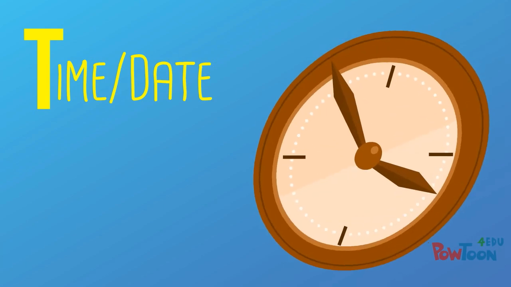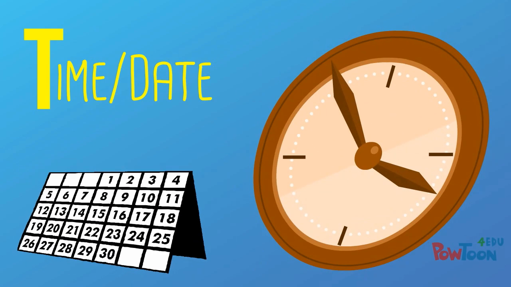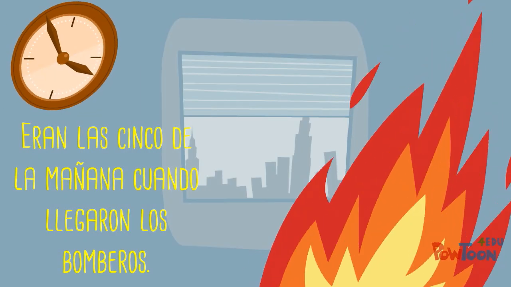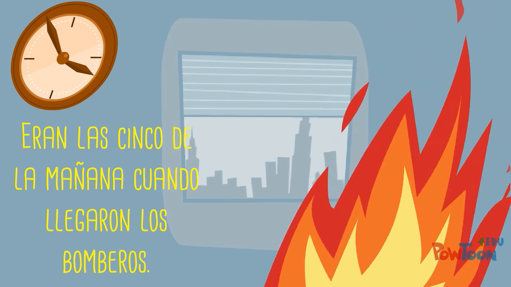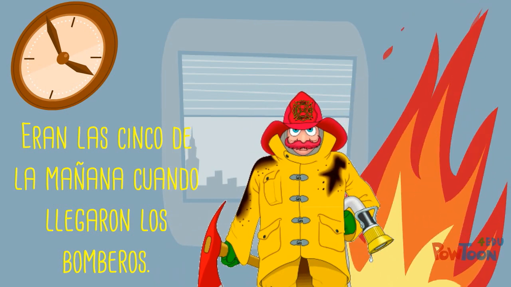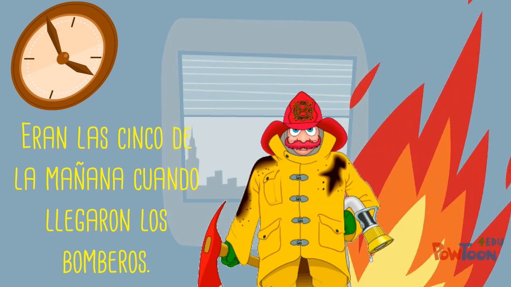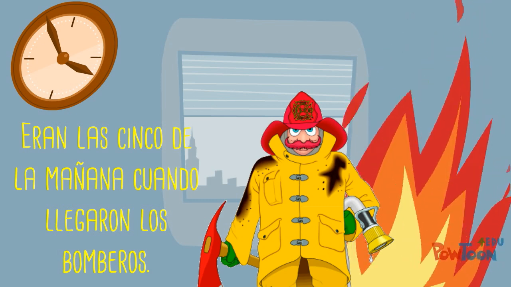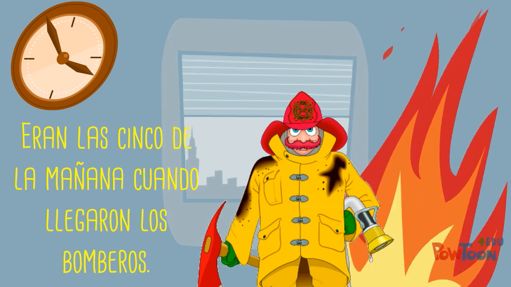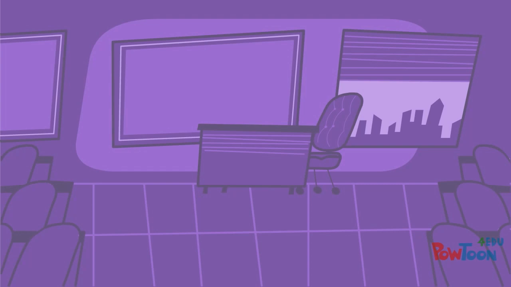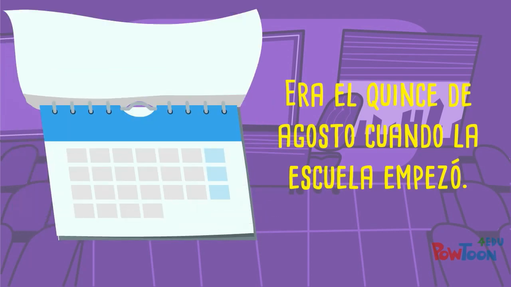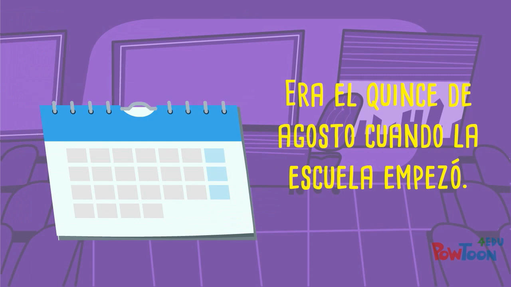La letra T es la próxima. T stands for time or date. To say what time it was, or what day or date it was when something happened, use the imperfect. Eran las 5 de la mañana cuando llegaron los bomberos. It was 5 in the morning when the firefighters arrived. Notice how I'm also including some preterite tense examples in these sentences. Era el 15 de agosto cuando la escuela empezó. It was the 15th of August when school began.